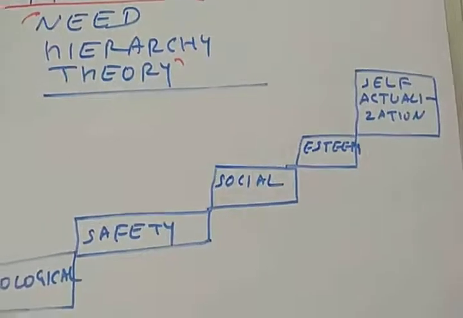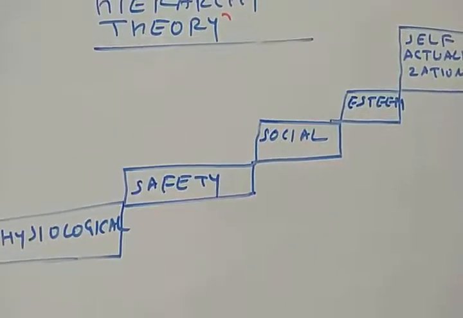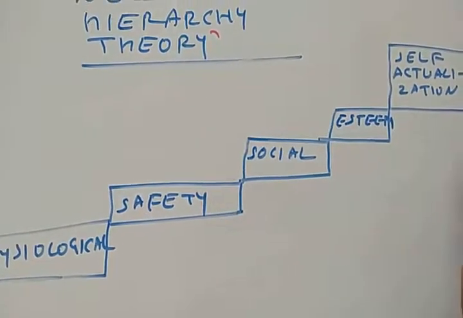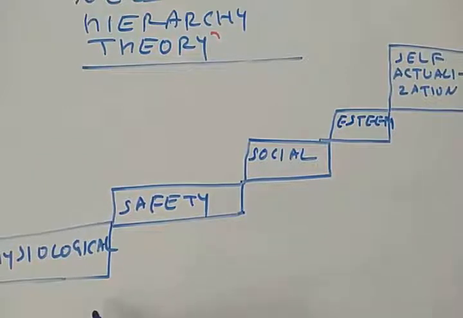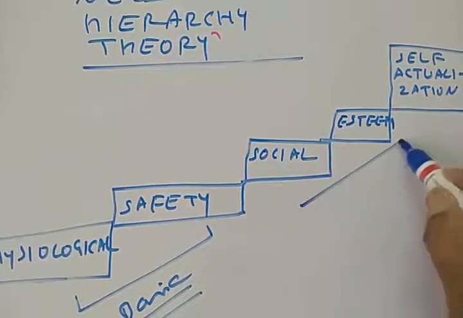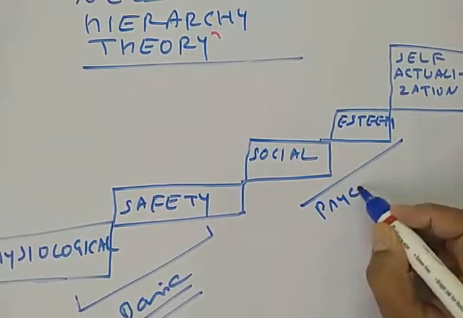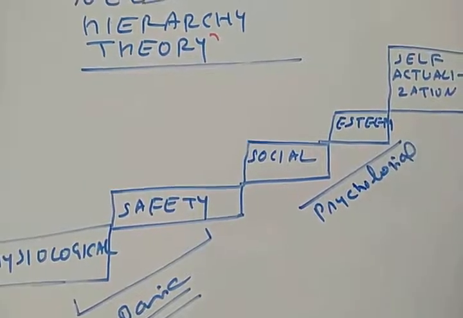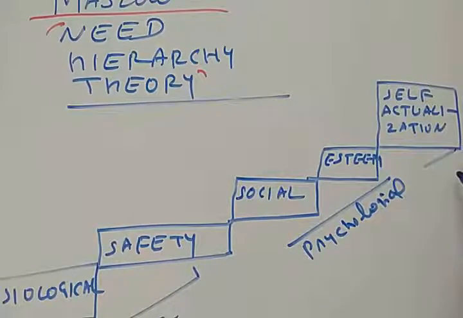Self actualization, you see here now. So, like this, we climb over this stair. We start from physiological needs, then we move to safety needs, then we move to social needs, then we move to esteem needs, then we move to finally self actualization needs. So, if you see, these two needs are basic, right? And these two needs are psychological. And the last one is this one, self fulfillment.